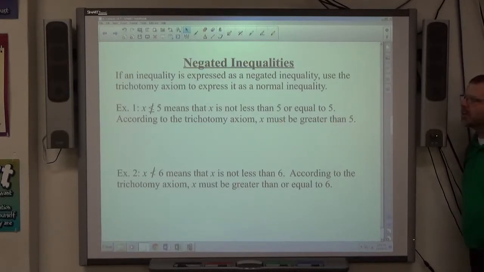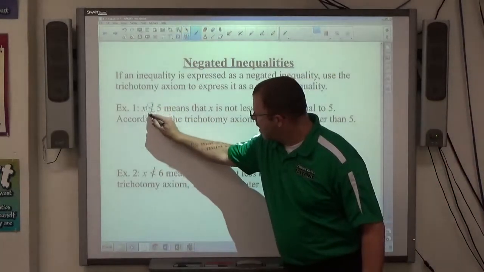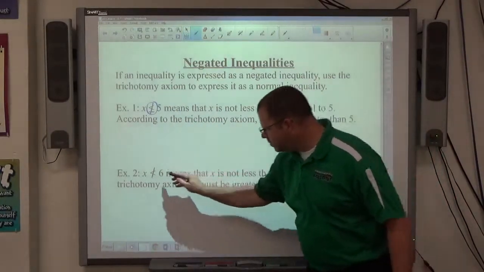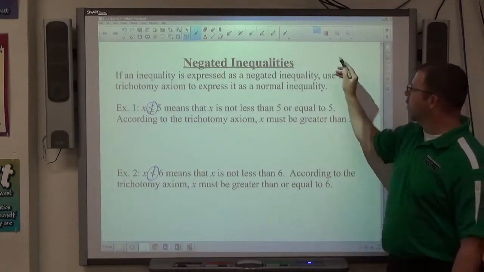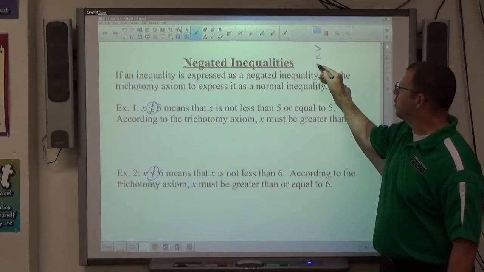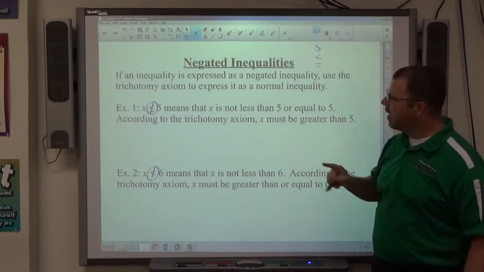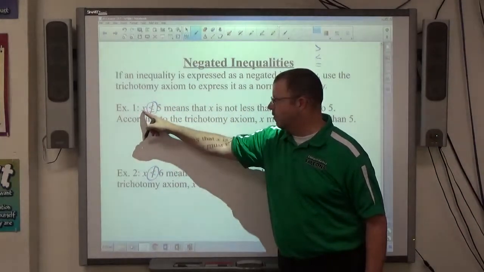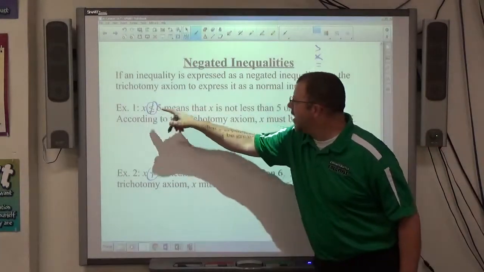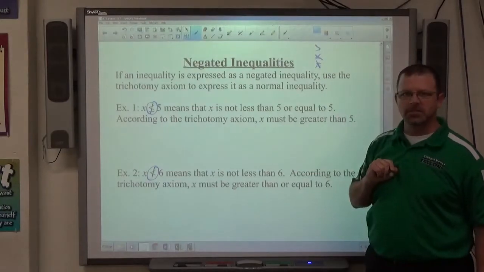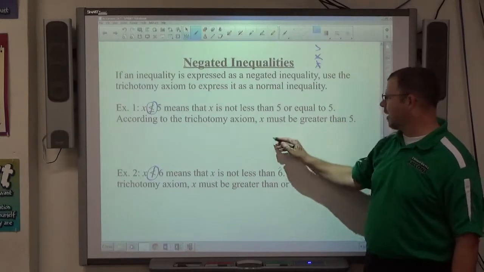If an inequality is expressed as a negated inequality, it will look like this: not less than or equal to, not less than. If we assume always that either greater than, less than, or equal is legal, that's the only way numbers can be related. This example tells us that x is not less than, so it's not this, and it's not equal to, it's not that. What's left? Greater than. So this means the same as x is greater than 5.